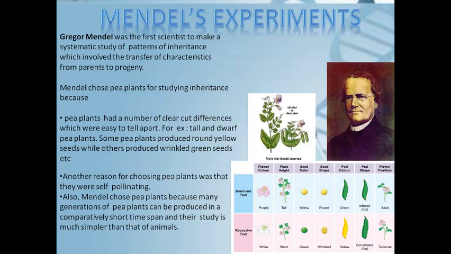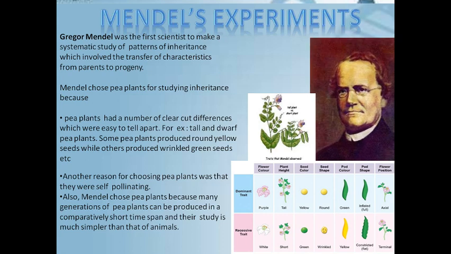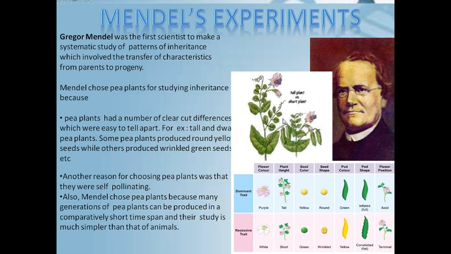Children, in the first session, I told you that Mendel was the first scientist to make a systematic study of the patterns of inheritance, which involved the transfer of characters from parents to progeny. He did all his experiments by using different varieties of pea plants, that is Pisum sativum, which he grew in his garden.